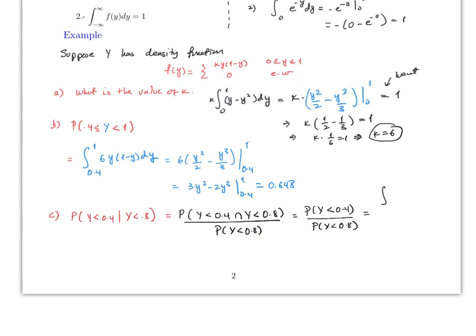This will be the integral from 0 to 0.4 of the density function, which is 6y times 1 minus y dy. And this one will be the integral from 0 to 0.8 of 6y times 1 minus y dy. And once you check, this is equal to 0.393.